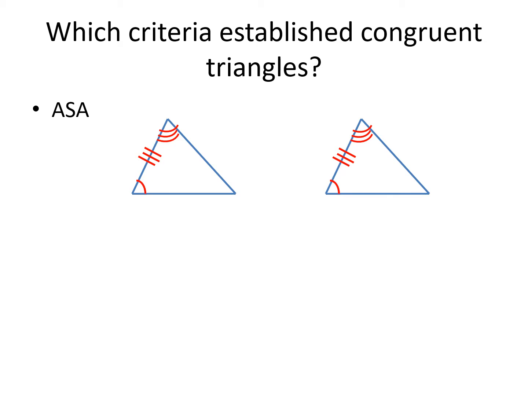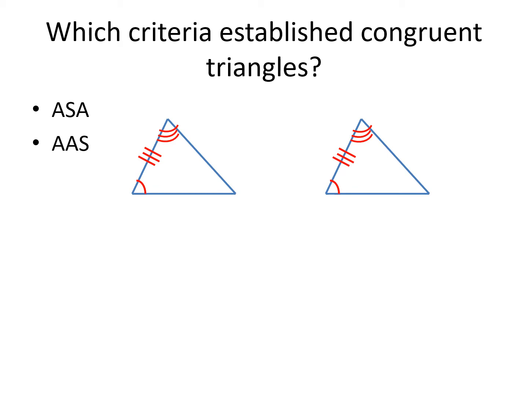The side has to be in between. If it's not, it's not this criteria. So anytime you have two triangles with a pair of angles with a side in between another pair of angles that are congruent, that is going to be the angle side angle criteria. The next option is angle, angle, side.